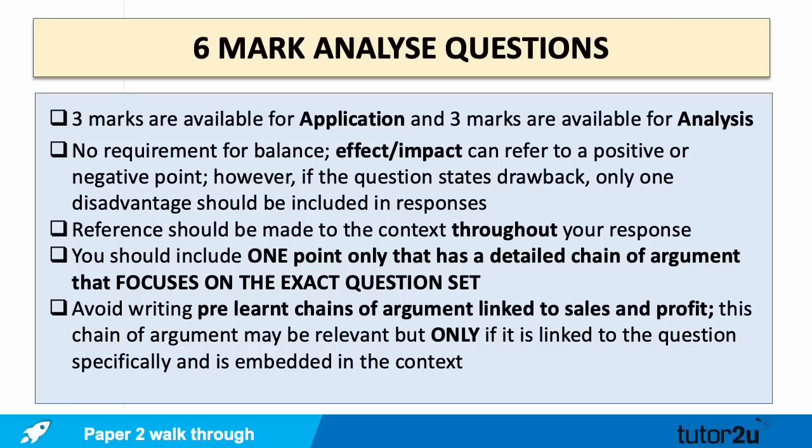The context must be evident throughout, as I mentioned, and you must therefore avoid writing pre-learnt chains of argument which are linked to sales and profit. If you do that, there is a danger that you're not going to move up the mark scheme. You must only include that chain of argument if it is linked to the context. So if you can embed it in the context and the chain of argument links to the question, then that is absolutely fine. But examiners often see this leads to more sales and more profit, and the profit can be reinvested back into the business. Just watch that in terms of a chain of argument. The best answers are the ones that are linked to the context throughout.